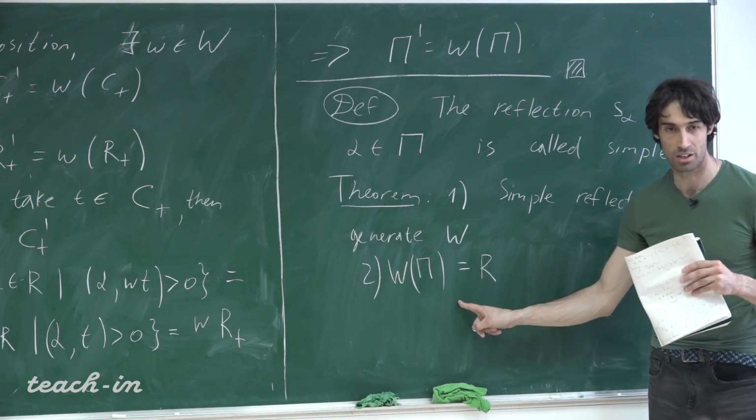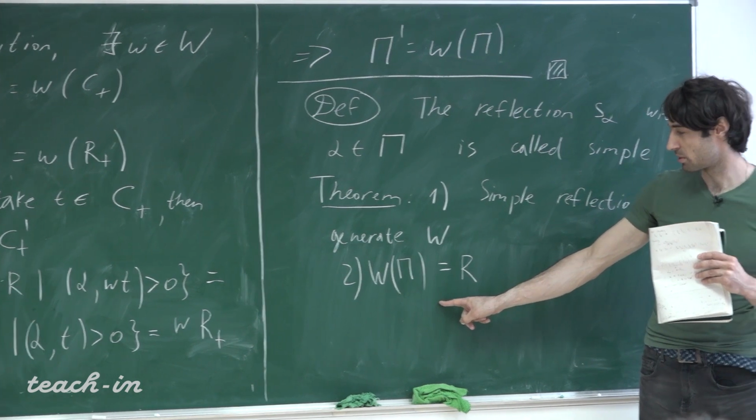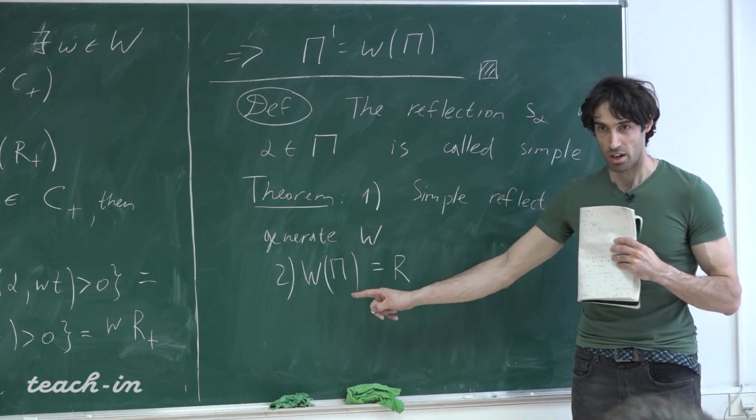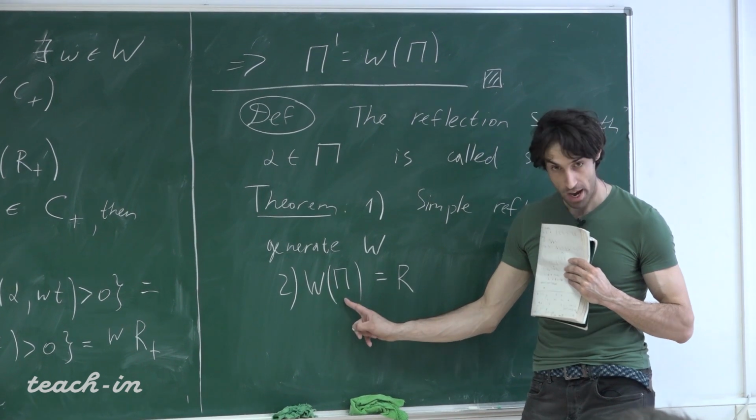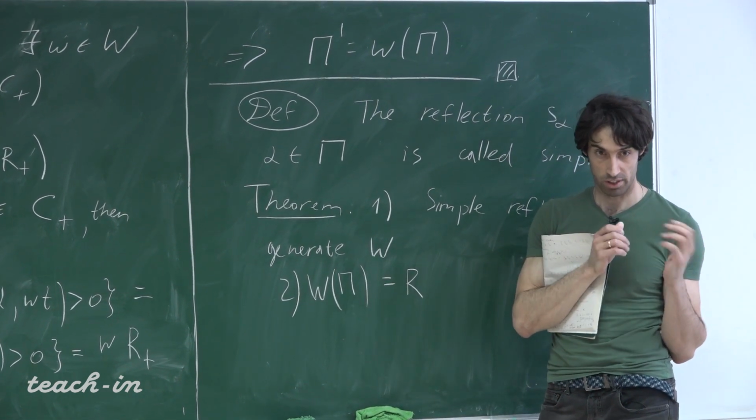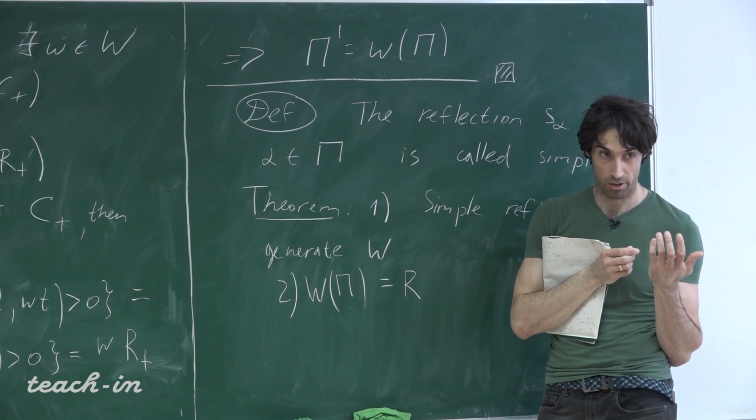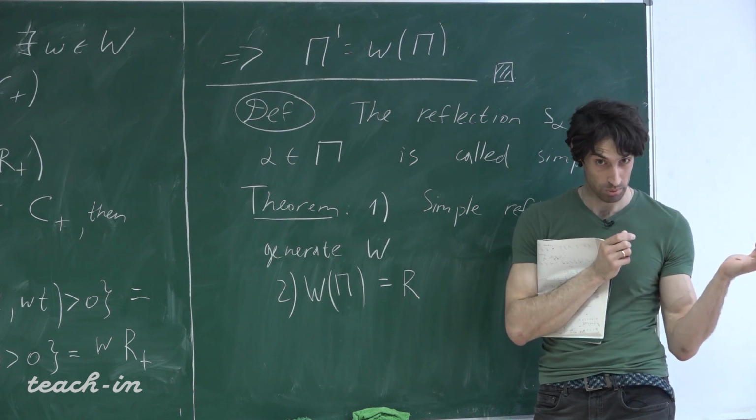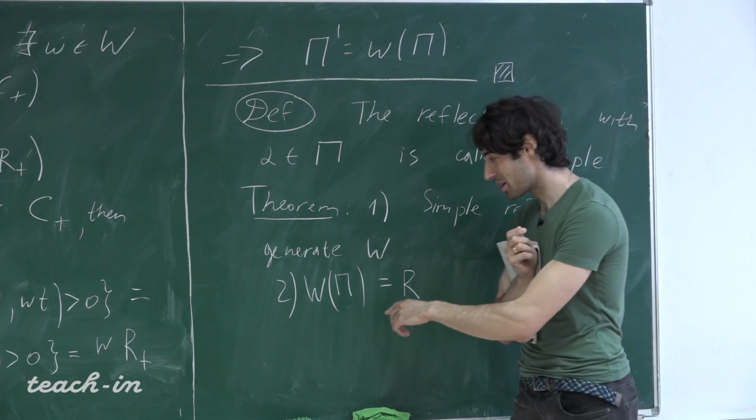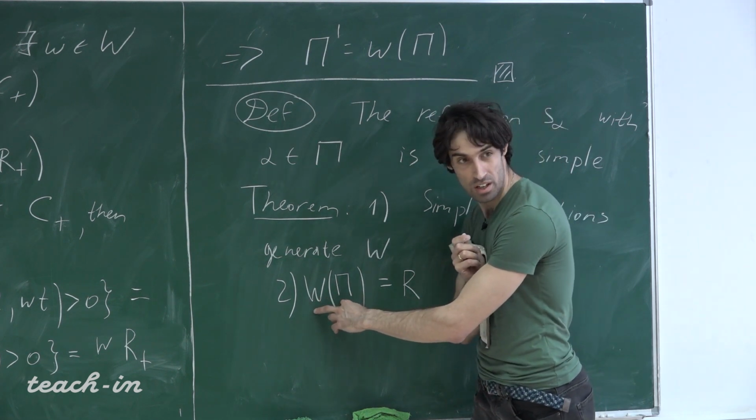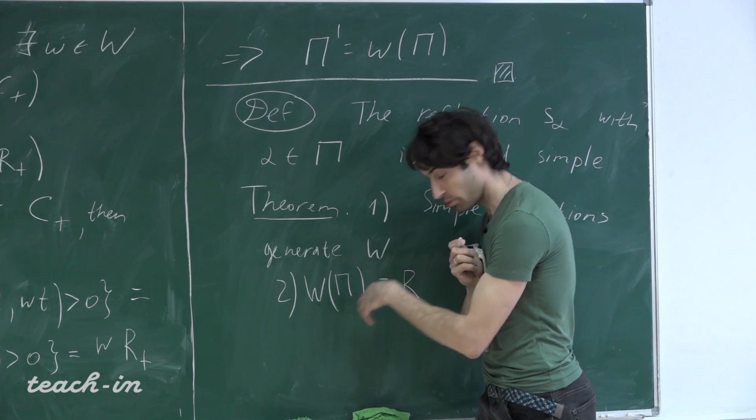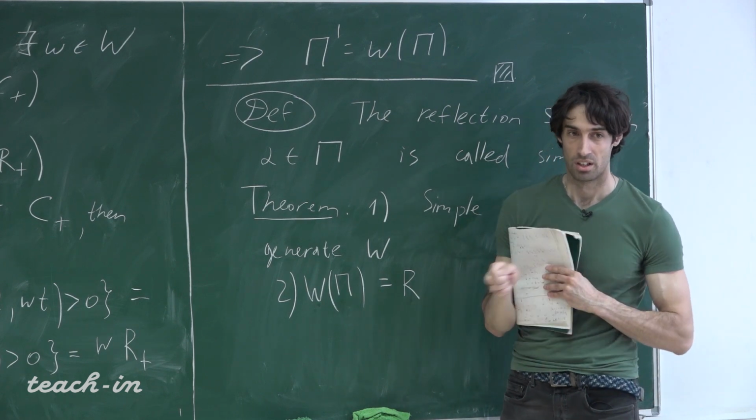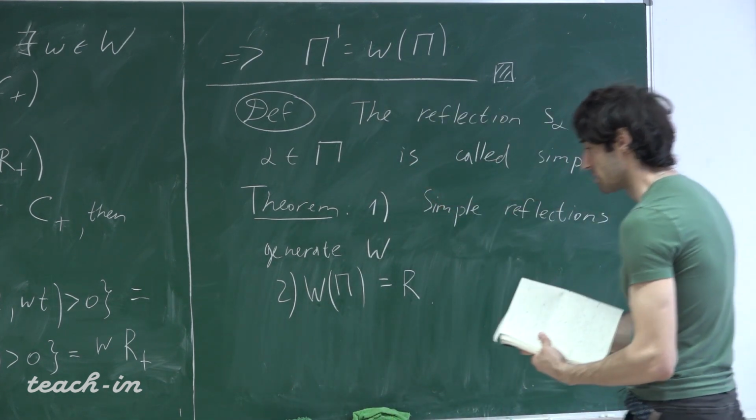And the second part actually answers this question of how I can recover R from pi. If I have pi, then I have simple reflections already, right? But then if I have simple reflections, the first part says that I have the whole Weyl group. But then going back to the second part, acting by the whole Weyl group or by simple reflections doesn't matter now, I get the whole R, right? Okay, so let's prove this.